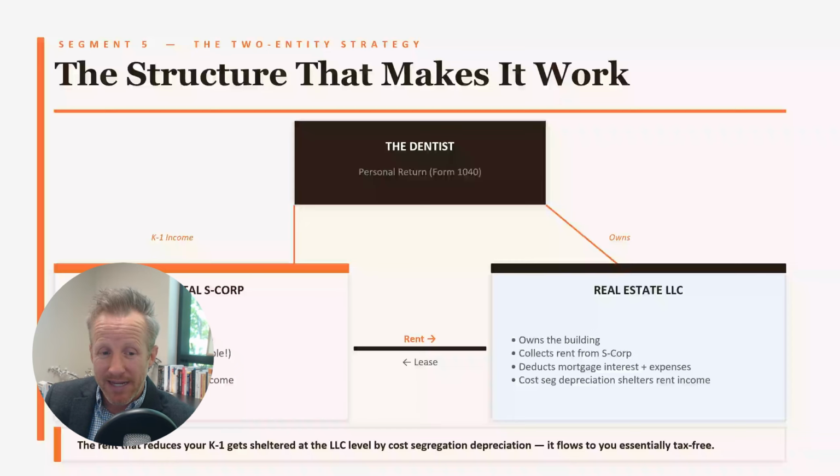Now, a lot of the maintenance stuff can and should be paid out of your S corporation as the tenant. And leases will identify what the landlord pays and what the tenant pays. A lot of the smaller stuff is paid by the tenant. That's your S corporation. But there are bigger things, like maybe getting a new HVAC system. That is paid out of the real estate LLC.